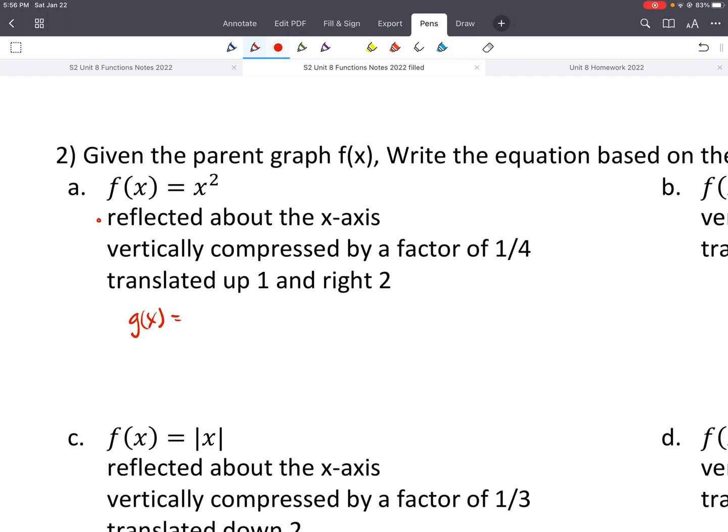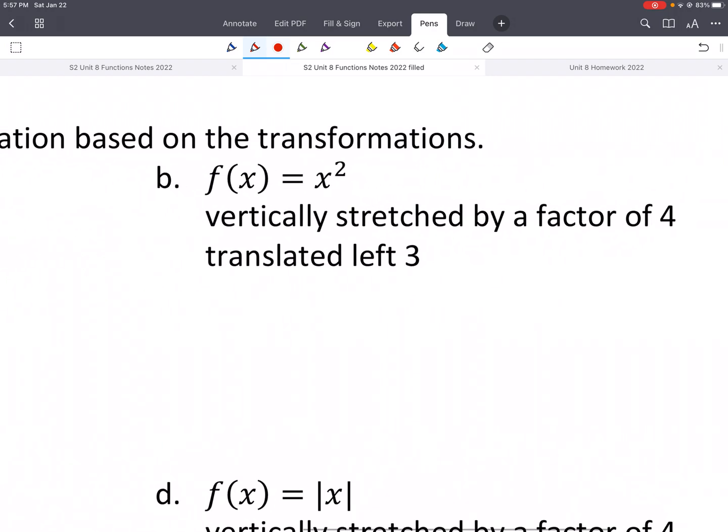So here we have g of x, so this is like our second graph, and this is saying that it's being reflected about the x-axis, so that tells us that we have this negative. Vertically compressed by a factor of 1/4, so a is negative 1/4. And then it says it's translated up 1 and right 2. So again, this is a quadratic, so we'll do some sort of parentheses squared, and we'll do x minus h. So again, h is like our left and right. It's going right 2. So again, x is lie, so we'll do minus 2. And then it's going to go up 1. All right, so why don't you pause and give this one a try.